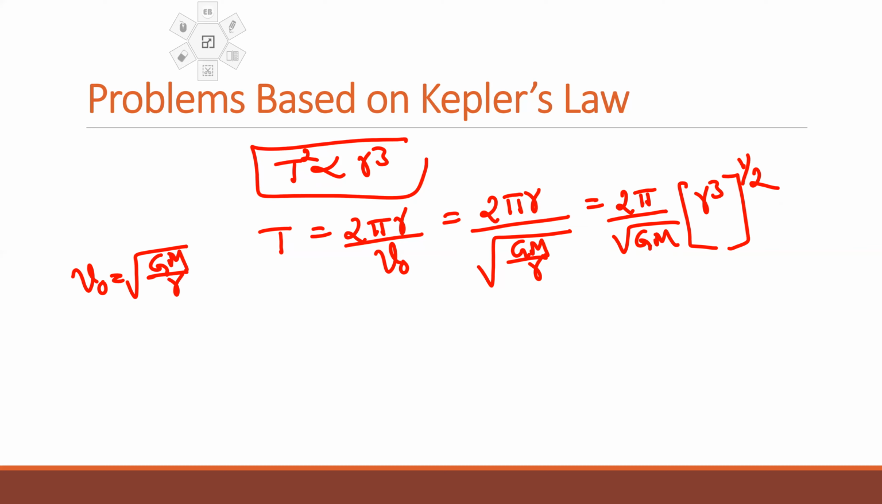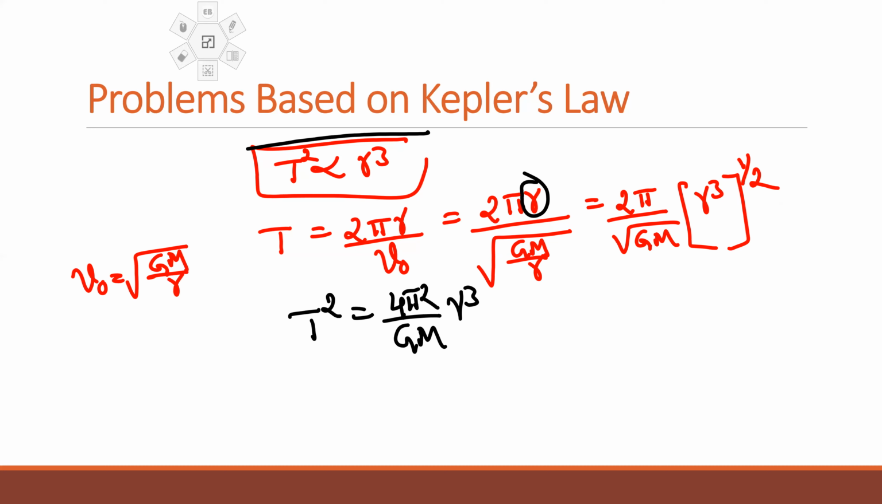I think you understood this. Here, what I made is, I have taken this R within the square root. That means R square into R becomes R cube. And remember, T square equals 4 pi square divided by GM into R cube. This is what I said.